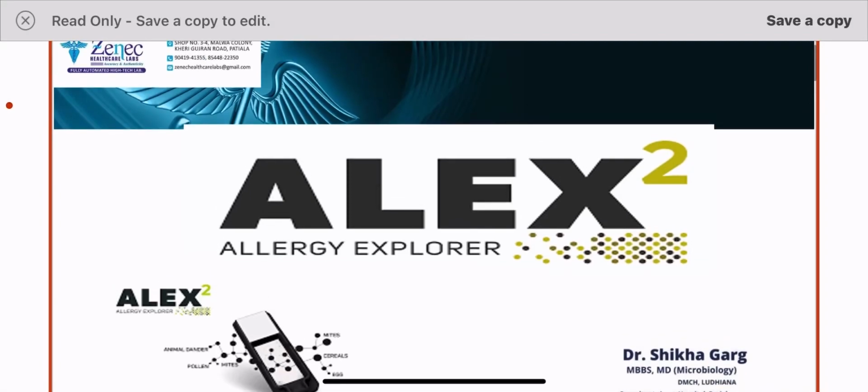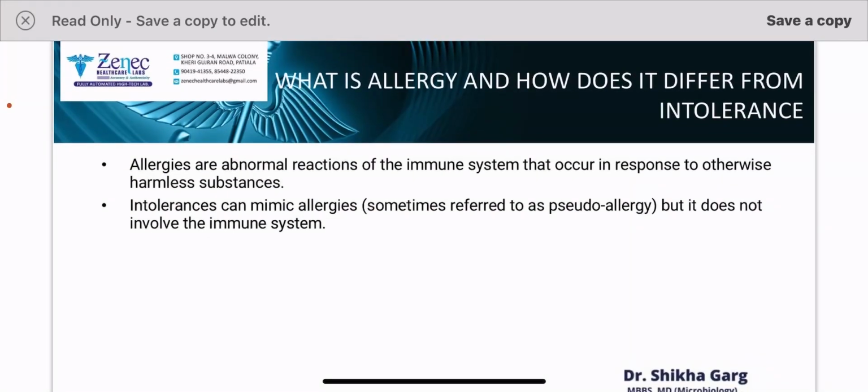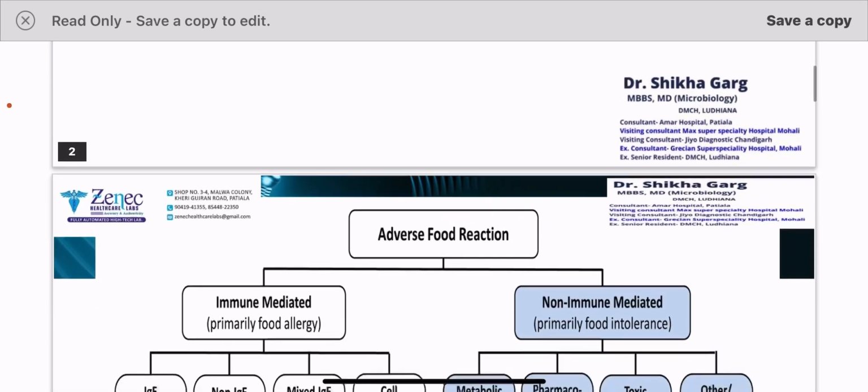So as we are supposed to discuss Alex2 Allergy Explorer, it's a molecular based 300 panel test. Before getting into the details of the molecular test, we are first going to discuss the difference between what is the allergy and what is the intolerance. There are two words which are commonly used. Allergies are the abnormal reactions of the immune system that occur in response to otherwise harmless substances. And intolerance can mimic allergies, that is, it can look like allergies, but it does not involve the immune system.